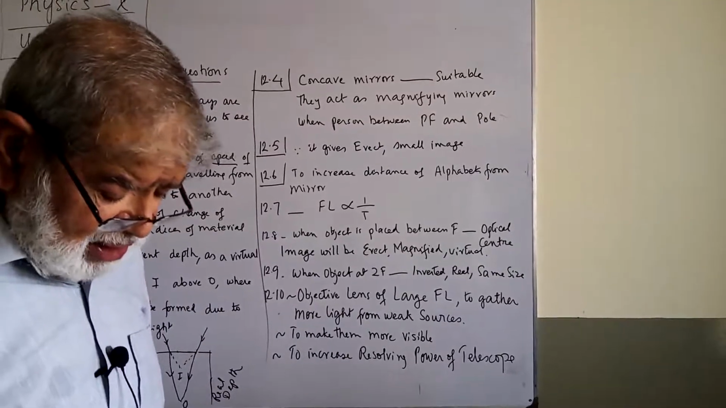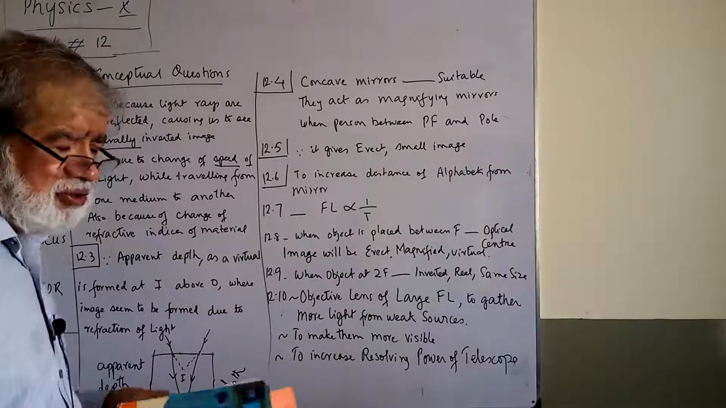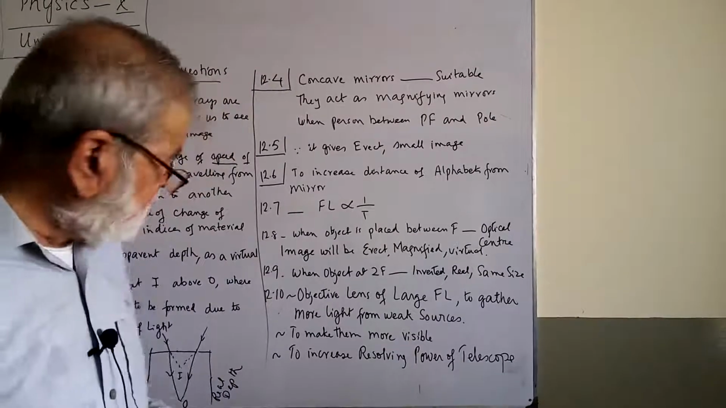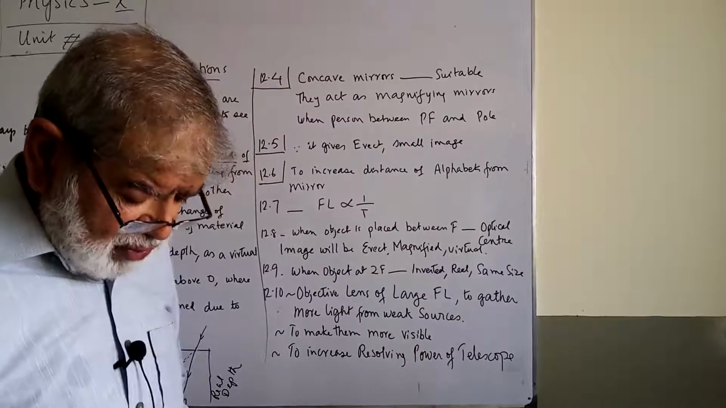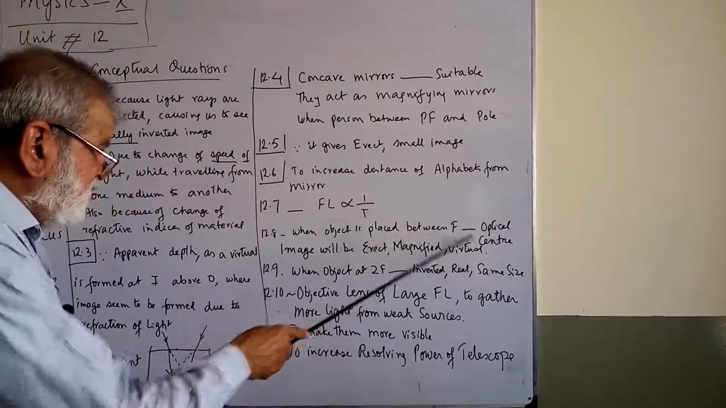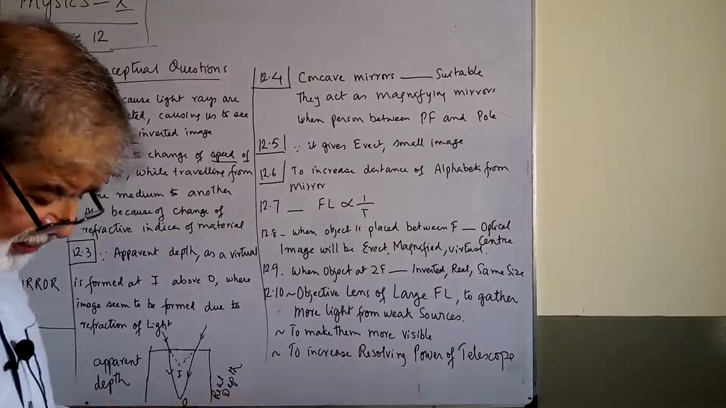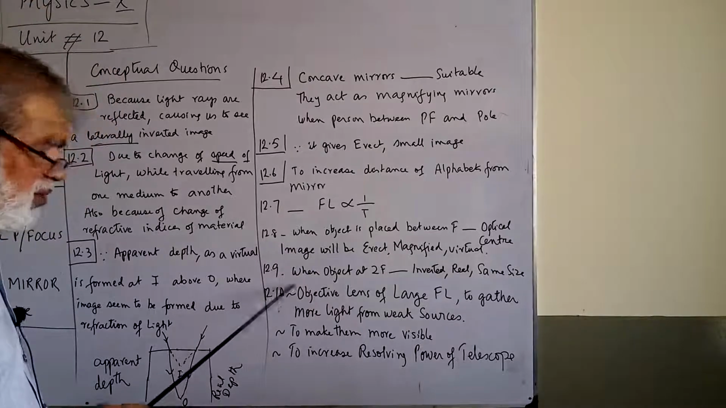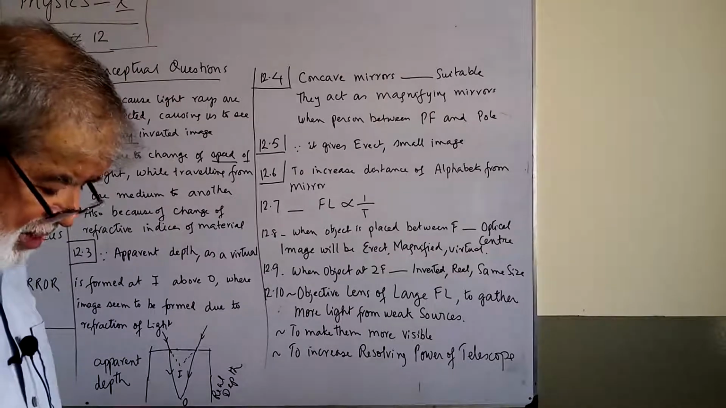12.7. How does the thickness of a lens affect its focal length? Thickness, I told you, focal length is inversely proportional to thickness. The more the thickness is, the less is the focal length. 12.8. Under what conditions will a converging lens form a virtual image? When the object is placed between F and the optical center, the image will be erect, magnified and virtual. 12.9. Under what conditions will a converging lens form a real image that is of the same size as the object? When the object is at 2F, you get a real, inverted image of the same size.